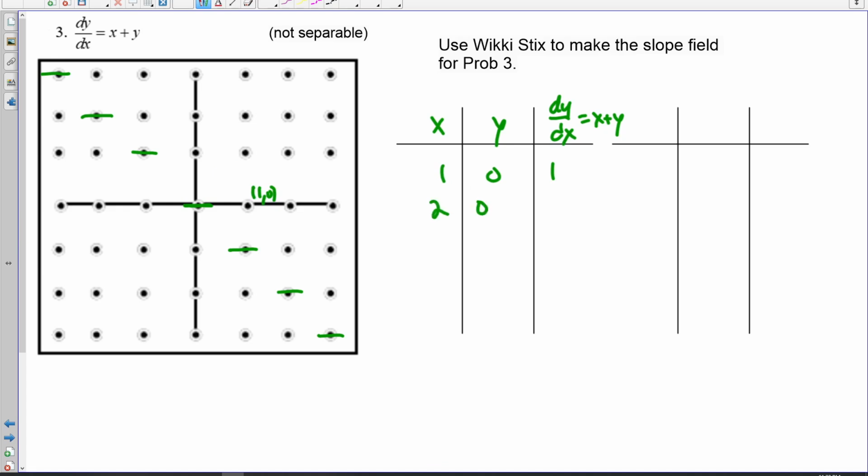At (2, 0), this slope would be 2. At (3, 0), the slope would be 3. So actually the slope gets steeper as I move across. I can reflect that here. Here the slope would be 1, and then the slope would be 2, and then here the slope would be 3. And it just gets steeper as you move across.